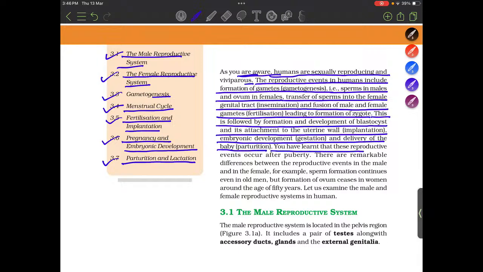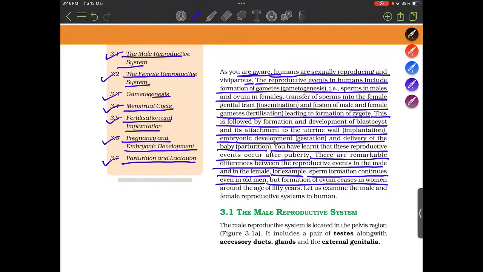You have learned that these reproductive events occur after puberty. There are remarkable differences between reproductive events in male and females. For example, sperm formation continues even in old men, but formation of ovum ceases in women around the age of 50 years. Let us examine the male and female reproductive system in humans.